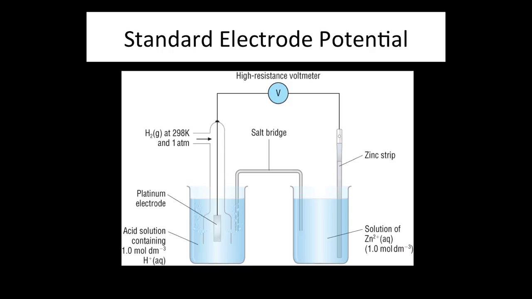A simple salt bridge can be made out of a strip of filter paper soaked in a solution of an ionic compound that will not react with either of the half cells, such as KNO3, potassium nitrate.